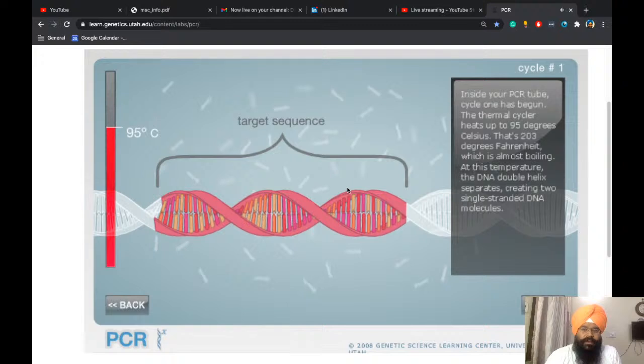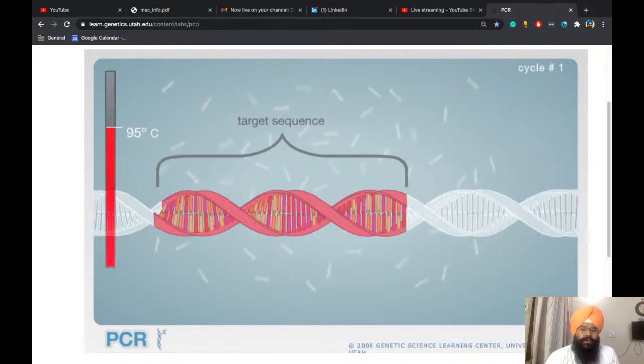So this is the target sequence. Inside your PCR tube, the cycle has begun. The thermocycler heats up to 95 degrees Celsius, around 203 degrees Fahrenheit, almost like boiling. This high temperature helps to separate your DNA double helix, creating single-stranded DNA molecules.